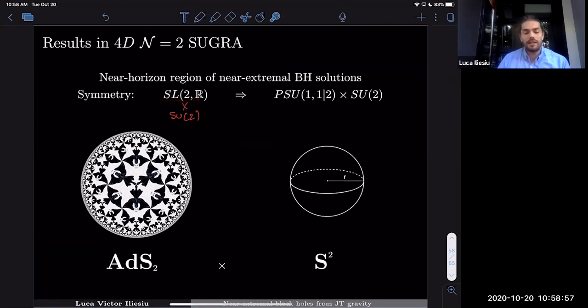Now, in the case of near-extremal black holes in supergravity, it turns out that the near horizon isometry is a supersymmetric extension of this theory. It's a supersymmetric extension with 8 supercharges, which is PSU(1,1|2) times SU2. PSU(1,1|2) is just a supergroup that's usually associated with one-dimensional superconformal field theories, just like SL2R is the conformal group in one dimension.